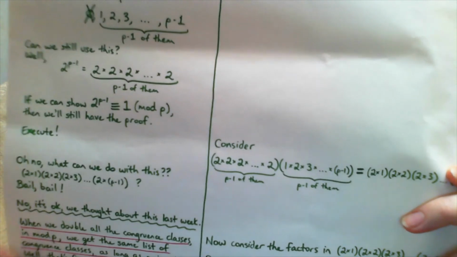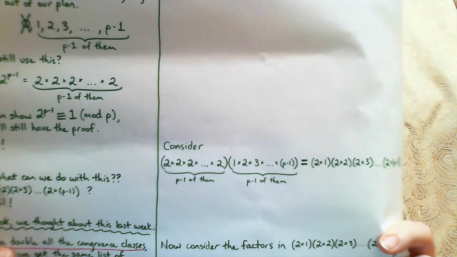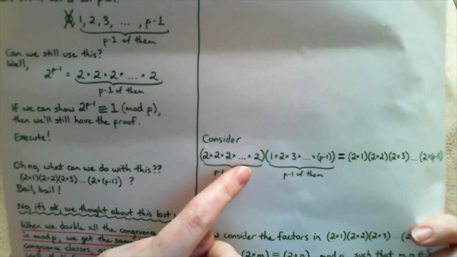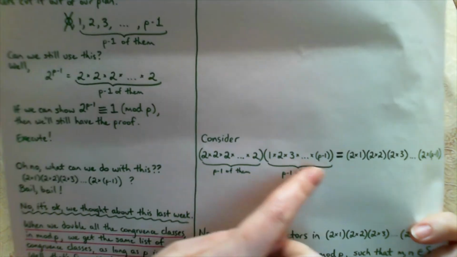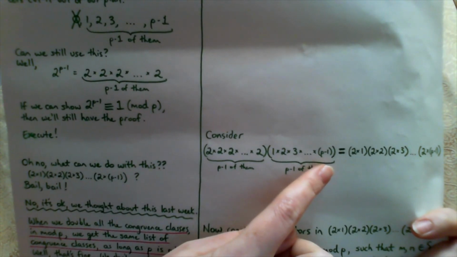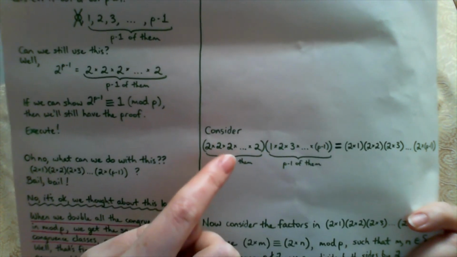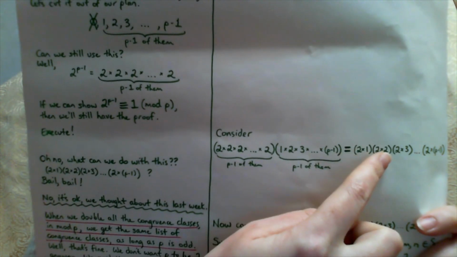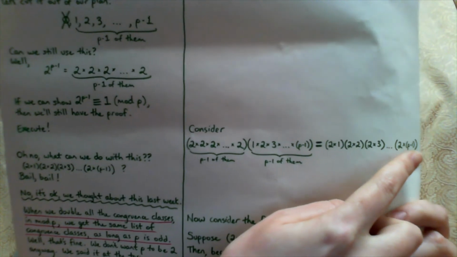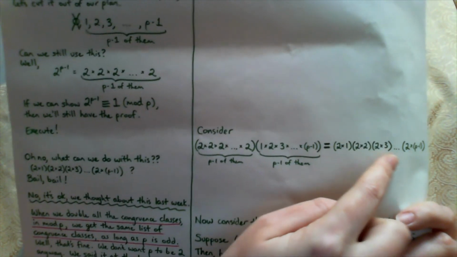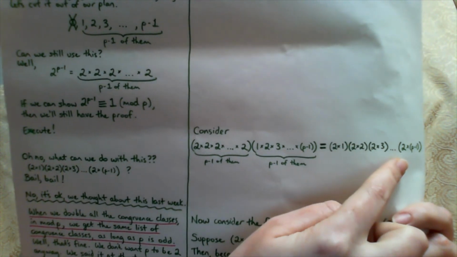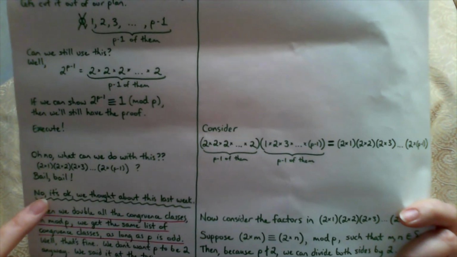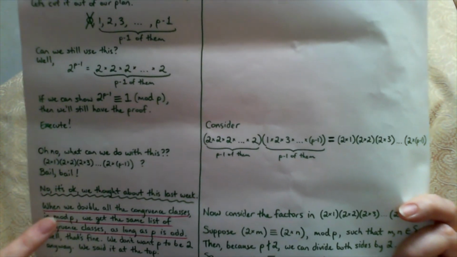Here we go. So let's consider that we take a whole bunch of 2's and we multiply them by all of the congruence classes except for 0. That is going to equal, we can just say that we'll rearrange these factors so that 2 times 1 and 2 times 2 and 2 times 3 and so forth, and then 2 times p minus 1 are our factors, so that we're looking at these things. Okay, what can we do with this? Now what? Oh, no, it's okay. We already thought about this last week. This is what we thought about.